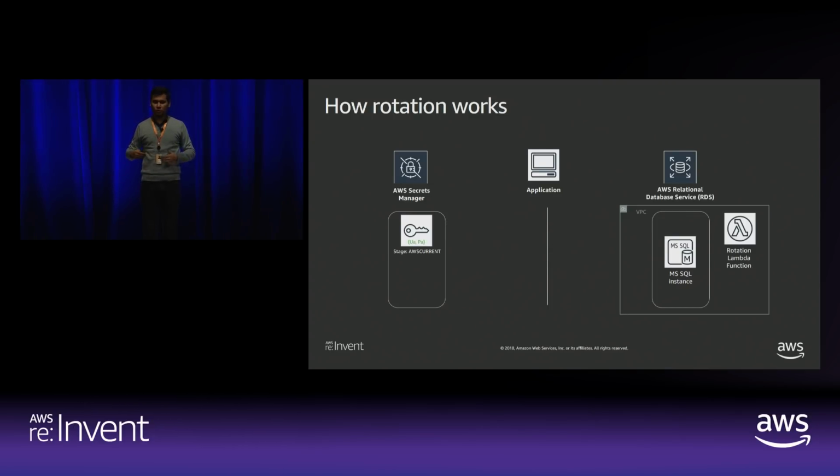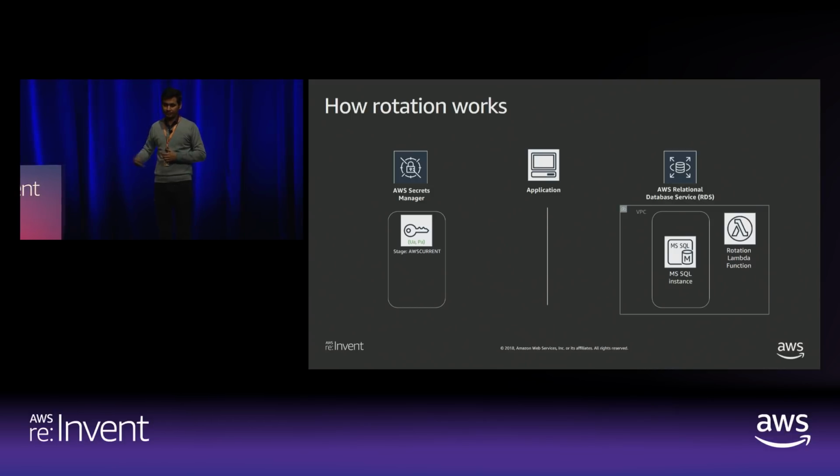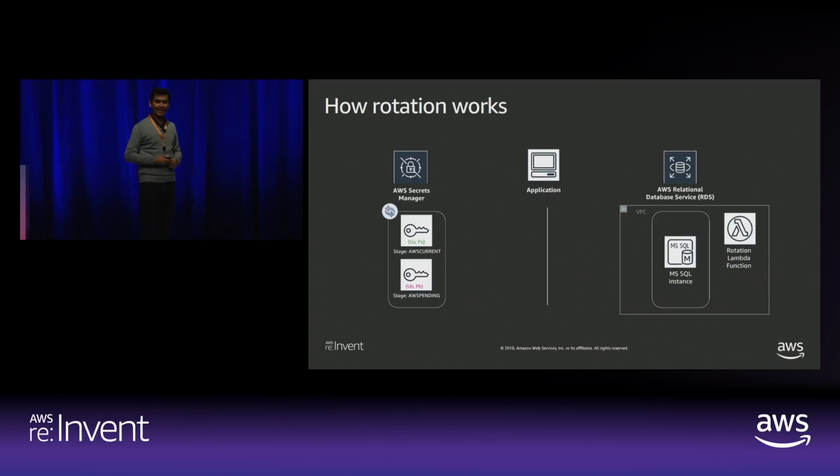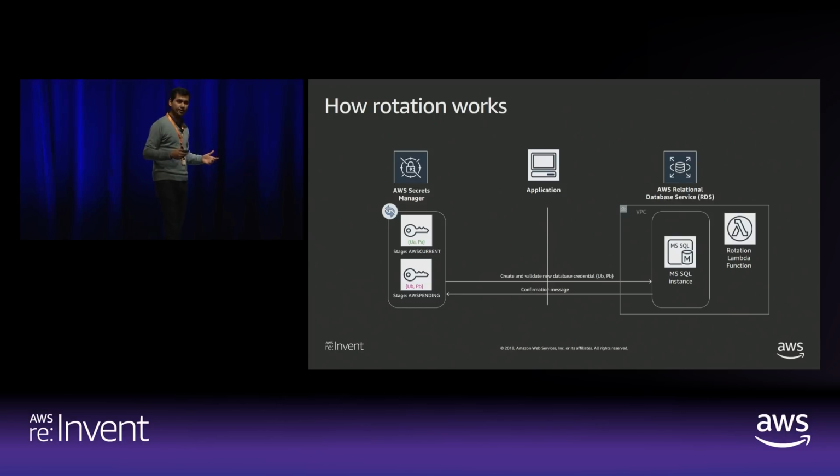But now, if you choose to configure rotation, Secrets Manager will create a Lambda function in the same VPC as your target database. Now, based on the rotation frequency that you define, this rotation function will trigger a rotation. What this means is it'll create a new credential pair. It'll give this credential pair a label called AWS pending. It'll then store this credential pair in the database and run a variety of checks to ensure that this credential pair functions the way it should function.